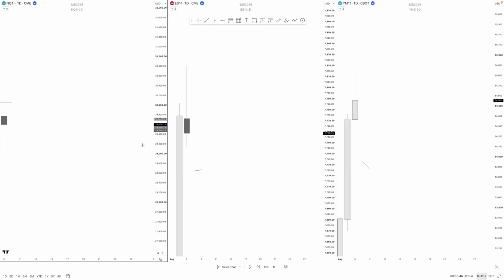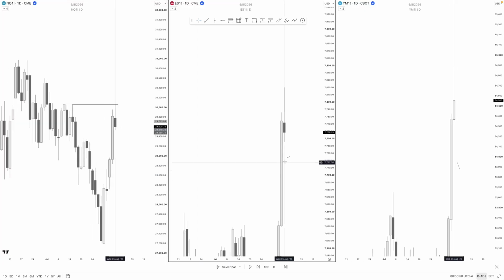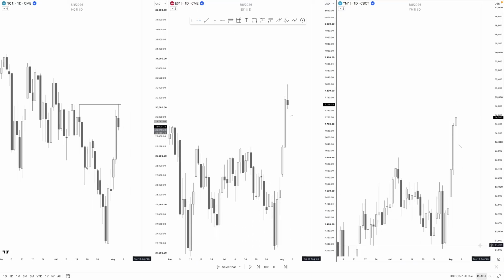So what most people would have done on Wednesday is they would have seen, okay, ES and YM are both at all-time highs, and they both failed to manipulate outside of their previous ranges right here, okay?